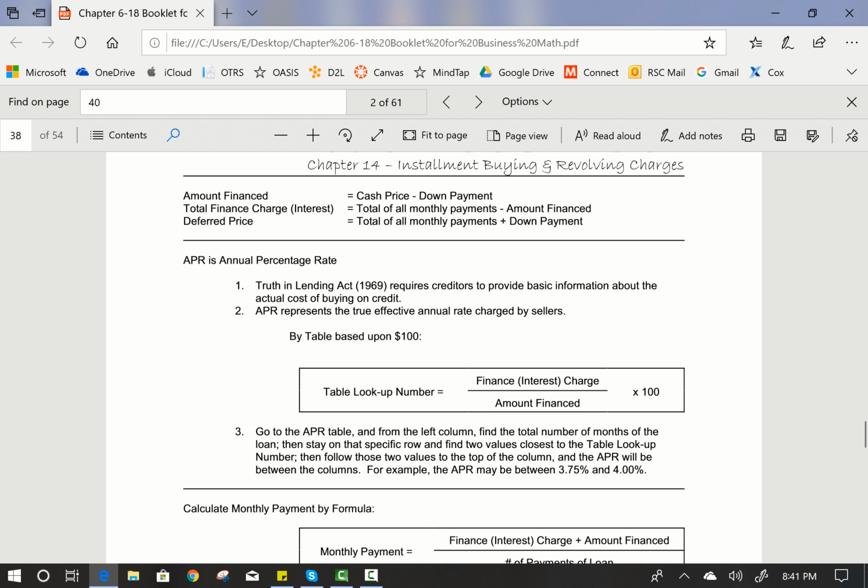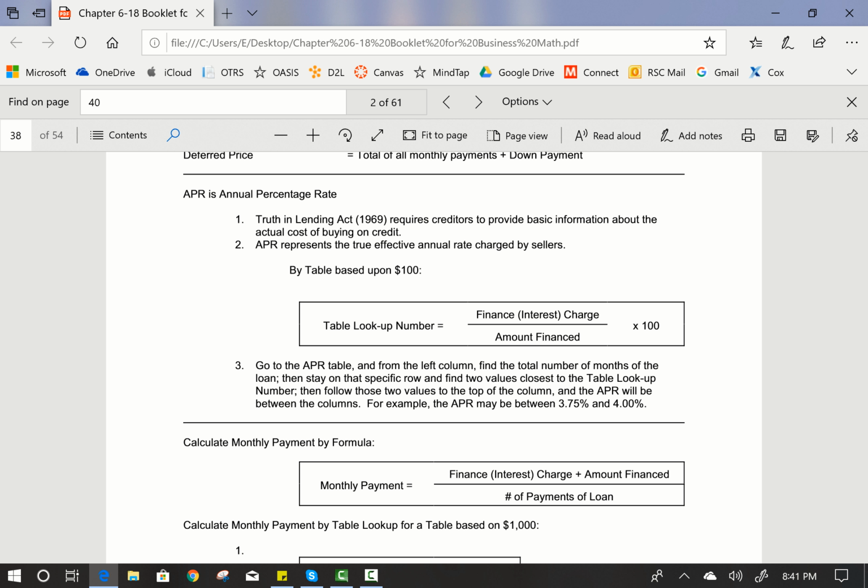The APR is the annual percentage rate. It comes from the Truth in Lending Act of 1969, which requires creditors to provide basic information about the actual cost of buying on credit. There's a couple of ways that this chapter calculates the APR. One of the ways is by a table, and the table that's in your chapter is based upon $100. So first you need to find the table lookup number. It's the finance charge, or the interest, divided by the amount financed, times the table value of $100, and that will give you the table lookup number.